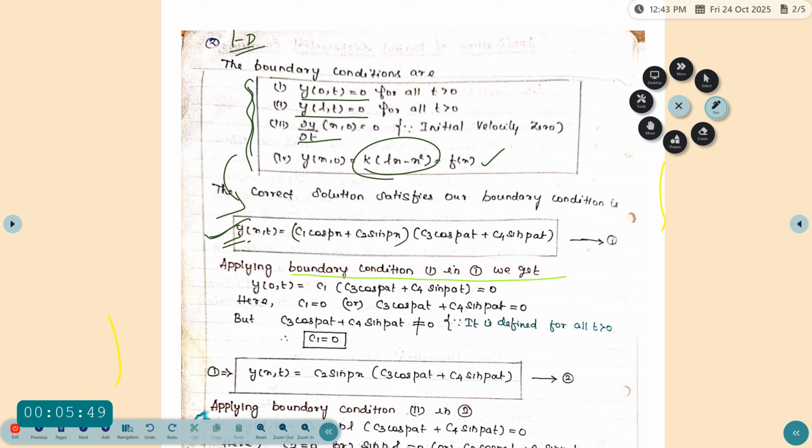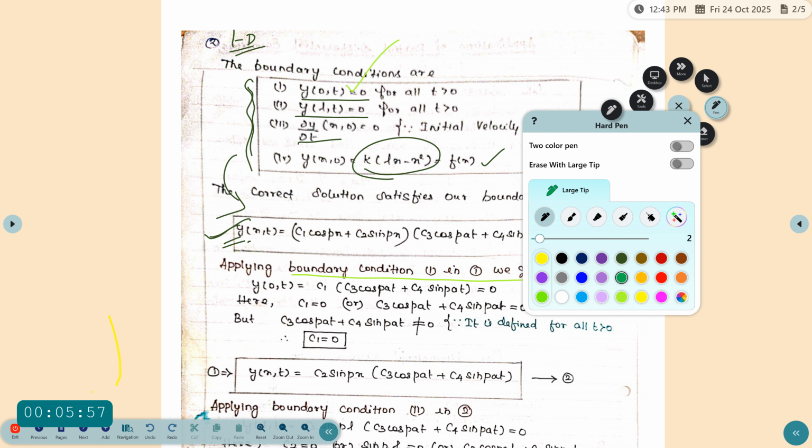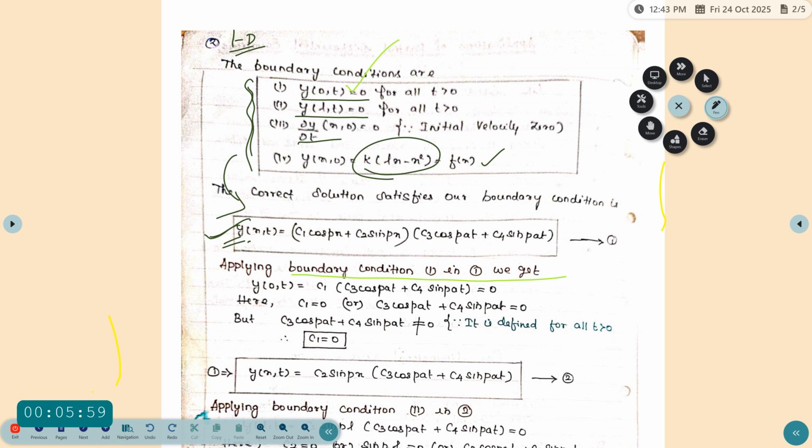What is our boundary condition 1? At x equal to 0, the displacement is 0. So, in this solution equation, substitute x equal to 0. Here, instead of x, we are putting 0.